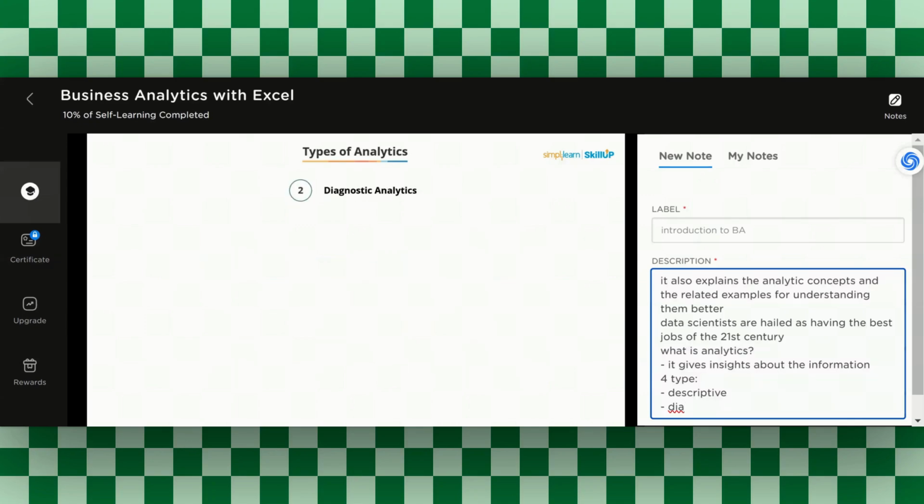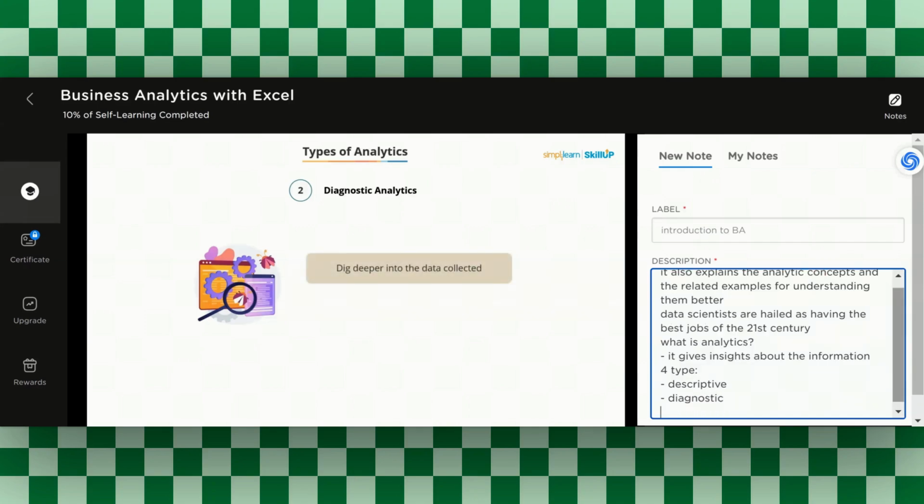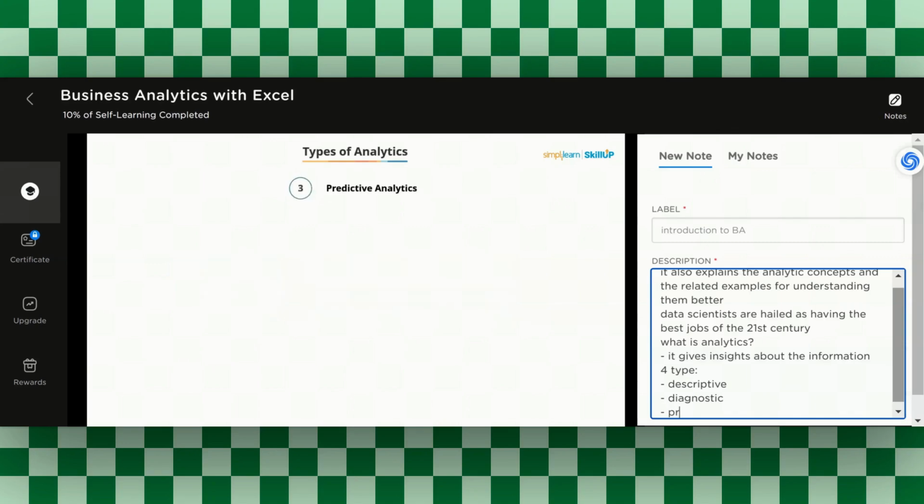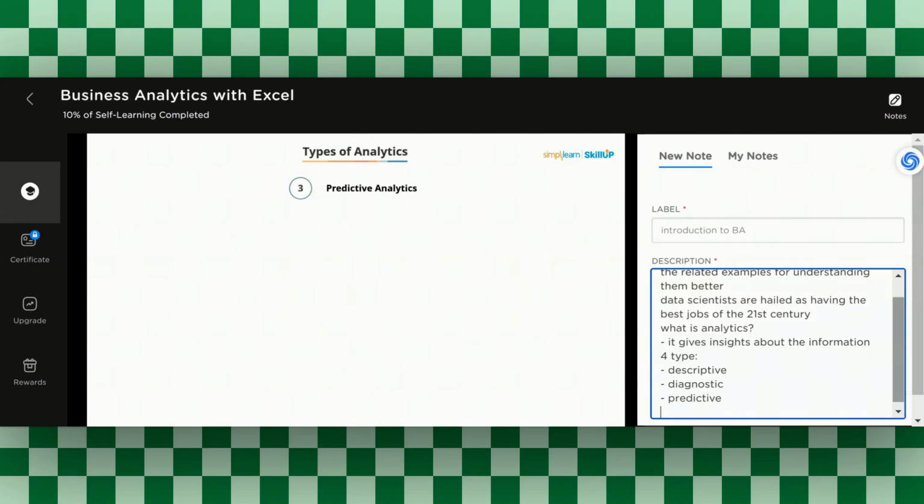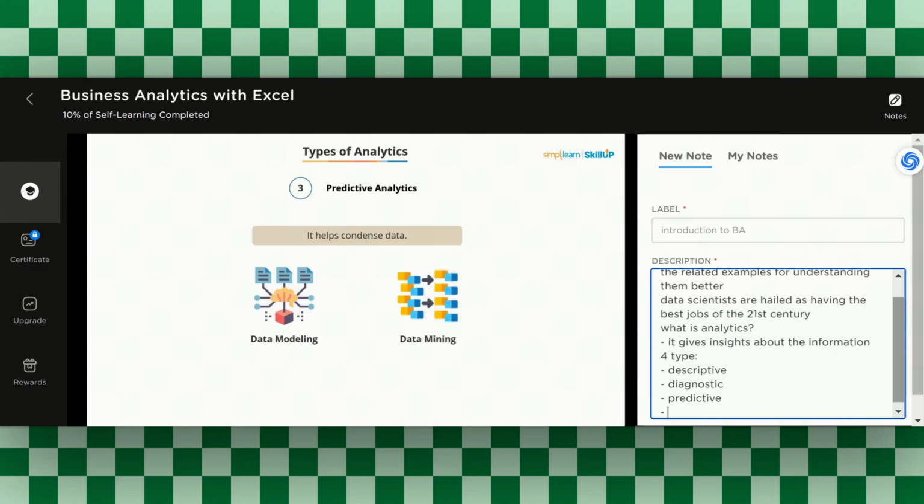The next type is diagnostic analytics. Diagnostic analytics is the best option to go for if you want to dig deeper into the data you have collected and have a better understanding of why things happen. Let us now learn about another type, which is predictive analytics. Predictive analytics is another option available to us to condense data. It uses different statistical data modeling and data mining techniques to study the latest and past trends, thereby allowing business analysts and data scientists to make predictions.